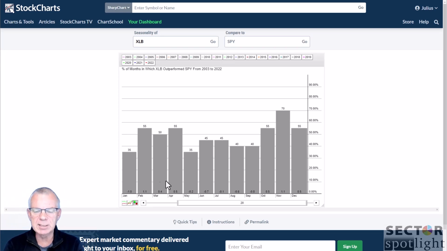I hope that makes sense, and now you know how I get to these numbers and how you could, if you want to, try to replicate those numbers in your StockCharts account. And if you want, I'll be happy to share that spreadsheet with you. Just drop me an email and I'll forward it. No problem at all.